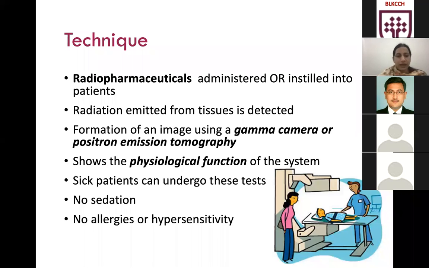And then the gamma camera is essentially like a CT scanner machine, on which the patient lies supine, and images are detected. The radiation emitted is detected by the gamma camera and the images are formed. It also shows the physiological function of the system, and the advantage is it does not need any sedation, and there are no allergies or hypersensitivity like to CT contrast. Sick patients can also undergo these tests, and these agents are non-nephrotoxic. So we can use them even in patients who have impaired renal function.